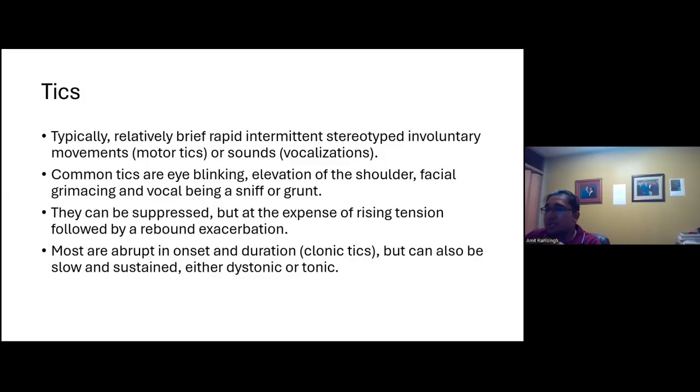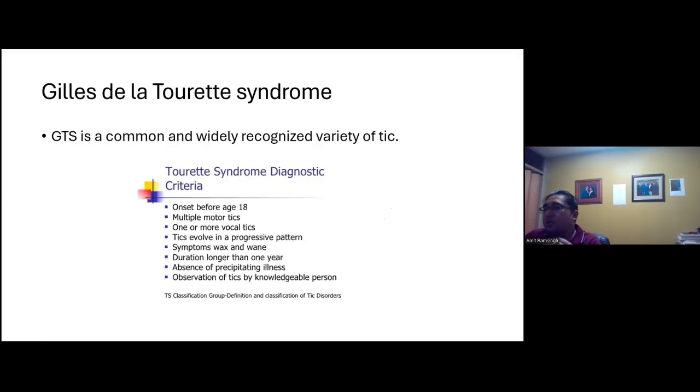could be suppressed. But this usually comes at the expense of the anxiety rising in the patient, so it leads to rebound exacerbation of further tics. So most are abrupt in onset and duration, which are called clonic tics, but could be slow and sustained, either dystonic or tonic. One of the important disorders is Tourette syndrome or Gilles de la Tourette syndrome, right?